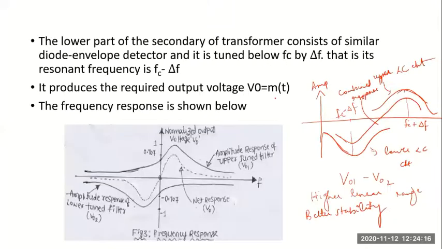So if there are no doubts, I just want you to make a note of the disadvantages. Did I speak of the disadvantages here? No. You just say, the disadvantages: the spectrum of the FM signal will have to be within this range.